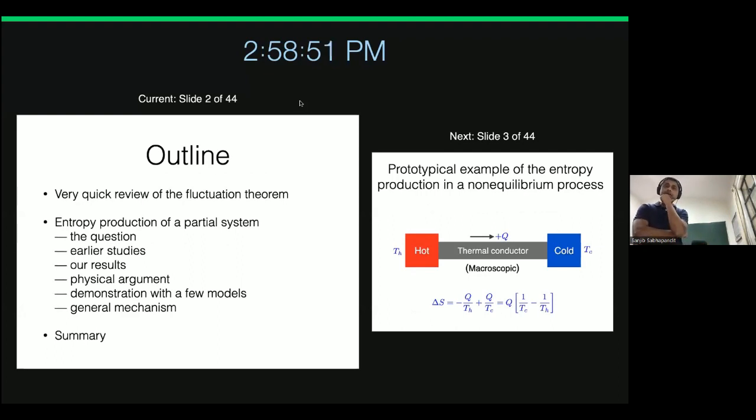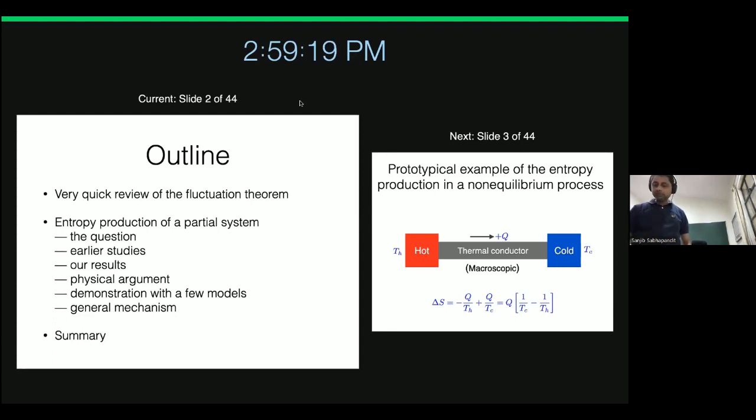As the name of the conference suggests, I don't need to give an introduction about the fluctuation theorem, and Rahul has already given an introduction. But just for the sake of this talk, whatever is directly relevant, I'll give a very quick review of the fluctuation theorem, and then I'll jump into my part of the talk, which is basically the entropy production for a part of the system.